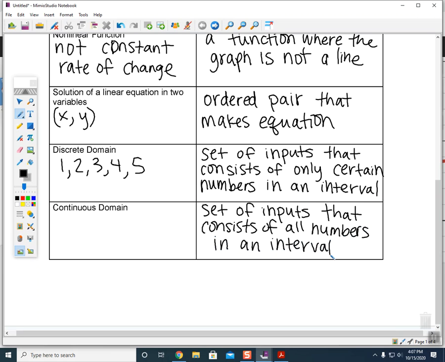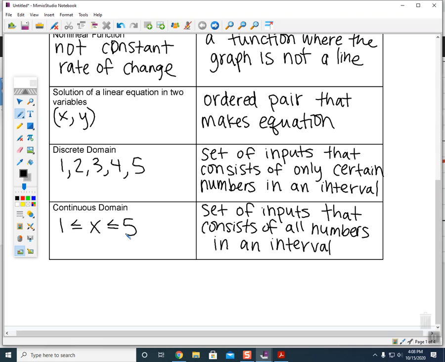So, using my same boundaries of from 1 to 5, a continuous domain would look like this. 1 is less than or equal to x is less than or equal to 5. What this tells me is that my domain, my input values, can be anywhere from 1 to 5 and any number in between those two.